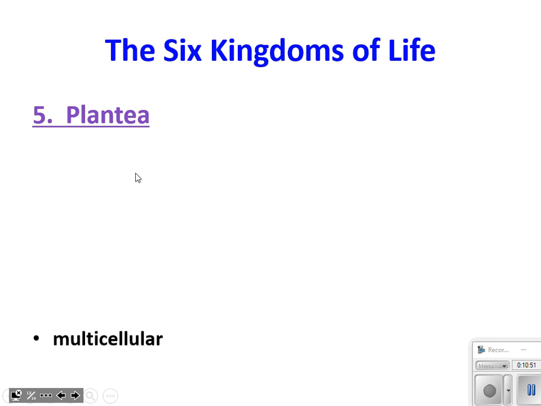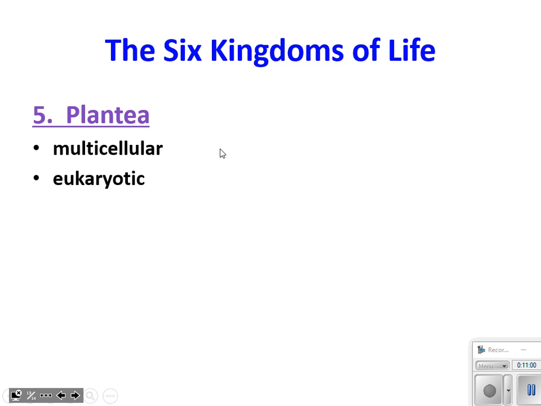So plantae are multicellular. Plants are multicellular organisms. They have more than one cell. Plants are eukaryotic. They have a true nucleus. They have membrane-bound organelles. Plants are autotrophic. They produce their own food by a process called photosynthesis.